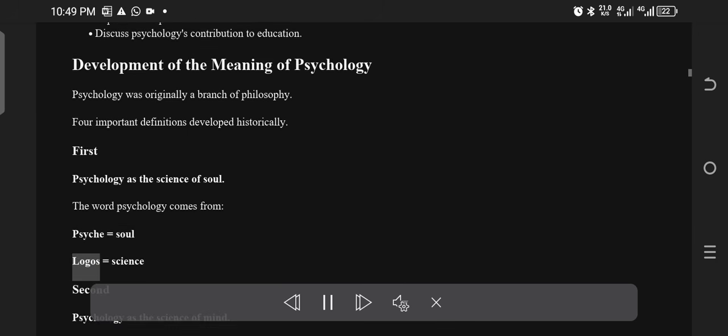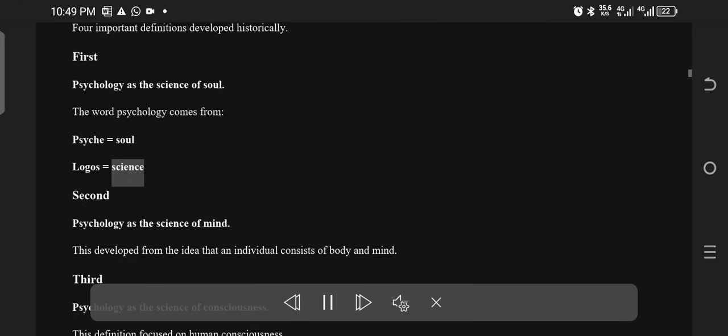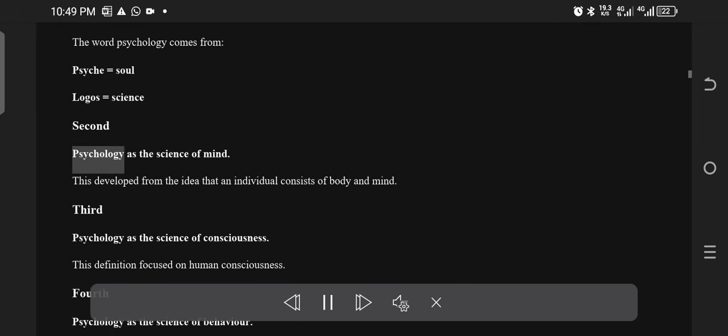Development of the meaning of psychology. Psychology was originally a branch of philosophy. Four important definitions developed historically. First, psychology as the science of soul. The word psychology comes from psyche equals soul, logos equals science. Second, psychology as the science of mind. This developed from the idea that an individual consists of body and mind.